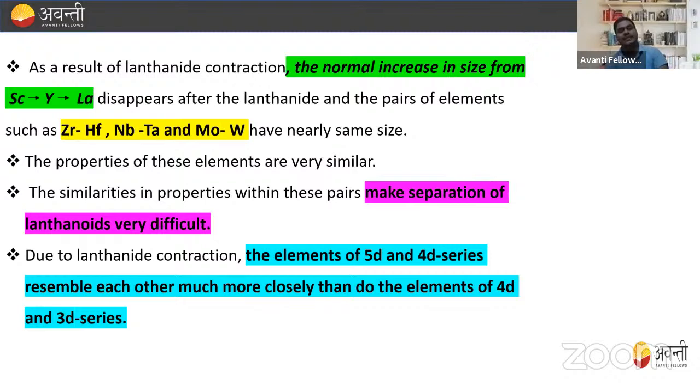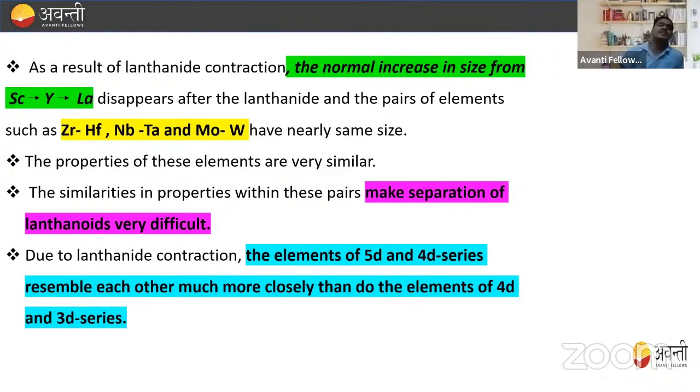Now, as a result, what happens? As a result of the lanthanide contraction, the normal increase in size from scandium to Y to La disappears after the lanthanides. The pairs of elements such as zirconium and Hf, Nb and Ta, Mo and W have nearly the same size, right? So in place of increasing, their size remains almost constant.